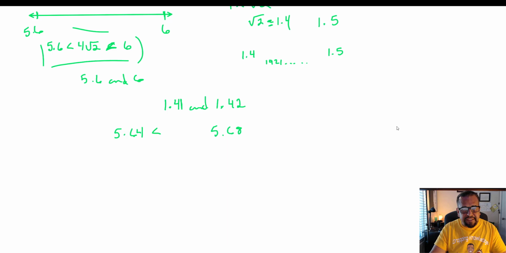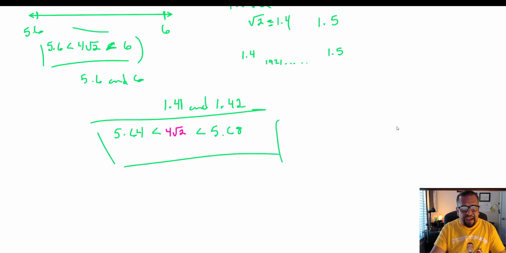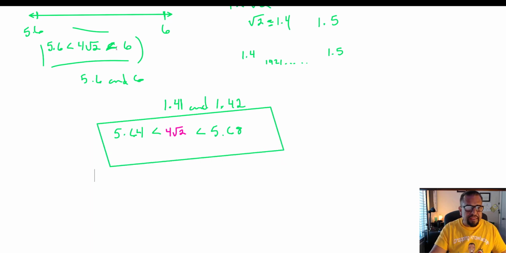So 5.64 would be less than 4 root 2, which is less than 5.68. This answer here is now even more accurate than this answer up here. Notice I said 5.6 and 6. This is 5.64 and 5.68. Even closer. So that way I don't have to buy extra material.